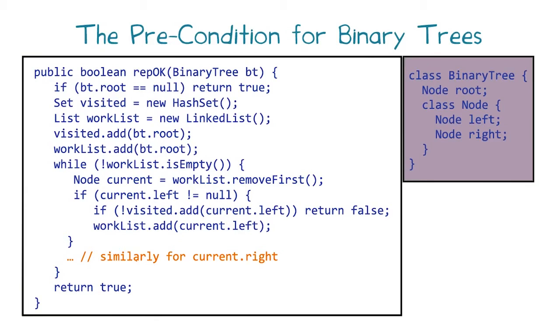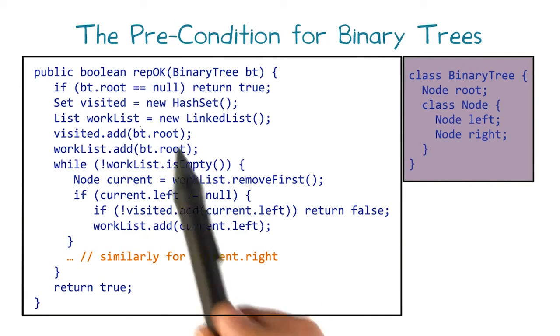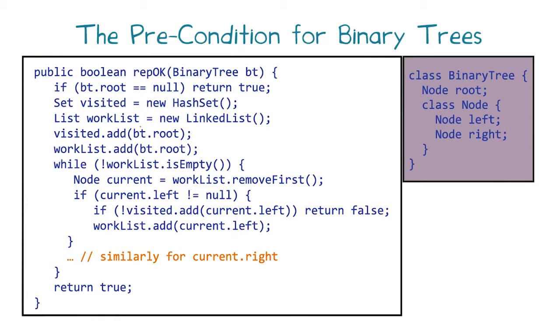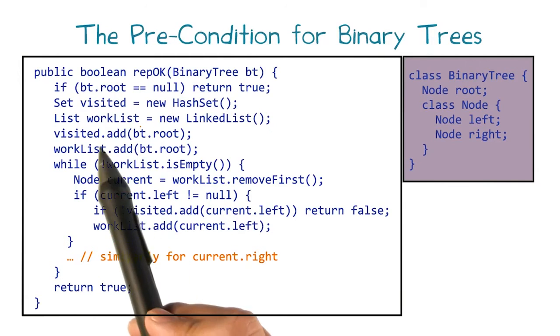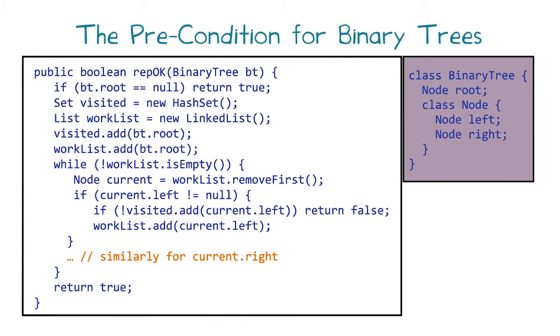If so, it exits by returning true, since an empty binary tree is a valid one. If the root is non-null, the function uses a classic approach to traverse all the nodes reachable from the root and determine whether the resulting structure is indeed a tree. It uses 2 data structures for this purpose: a hash set that keeps track of all nodes visited so far, and a work list that keeps track of nodes that have themselves been visited but whose left and right children might not have been visited.